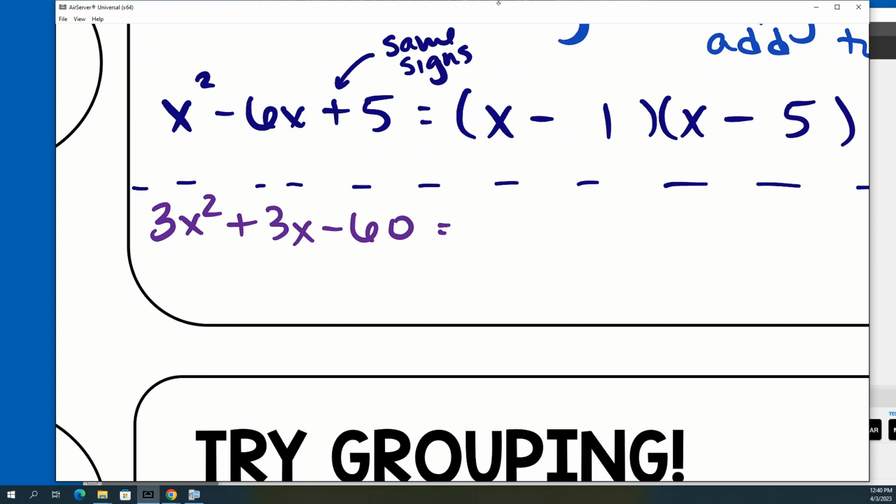3, right? So 3 is the greatest common factor, so we're going to factor it out. So when you do that, you put it outside of a set of parentheses, and then you're going to divide through by that 3. So each term, we're dividing by 3.